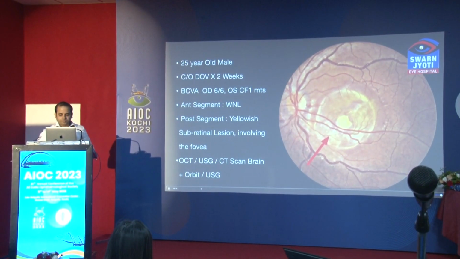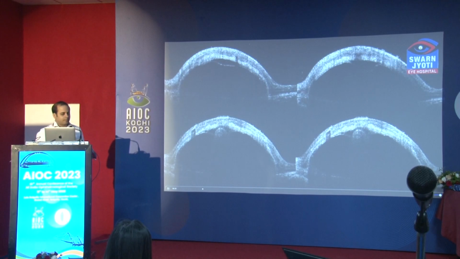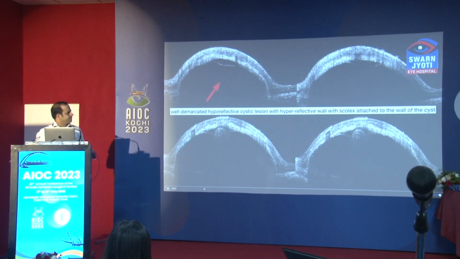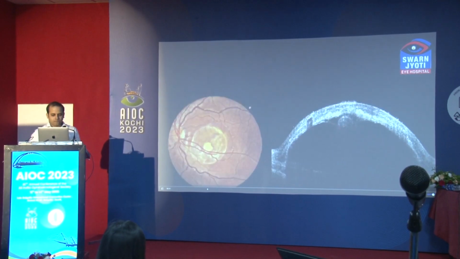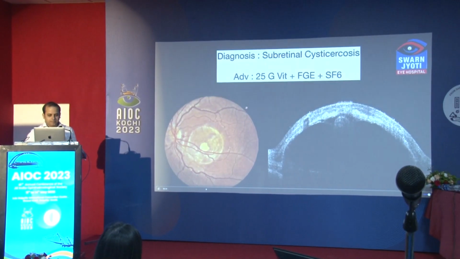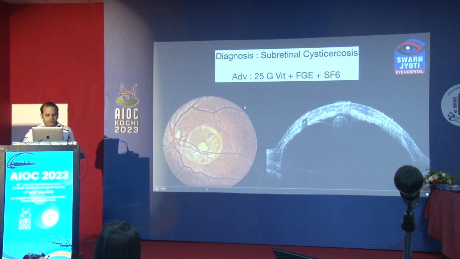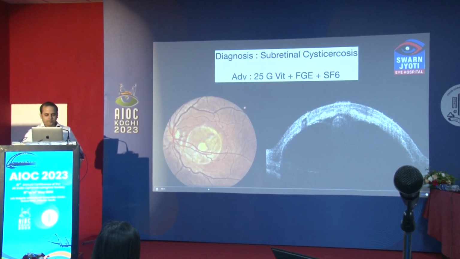The OCT revealed a large hyporeflective cystic lesion along with a hyperreflective wall, with something that looked like a scolex attached to the wall of the cyst. Rest of the investigations were unremarkable. So, clinical diagnosis of subretinal cysticercosis was made. Patient was put on oral steroids and vitrectomy was planned.